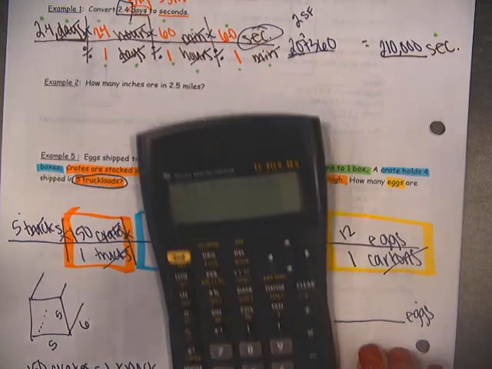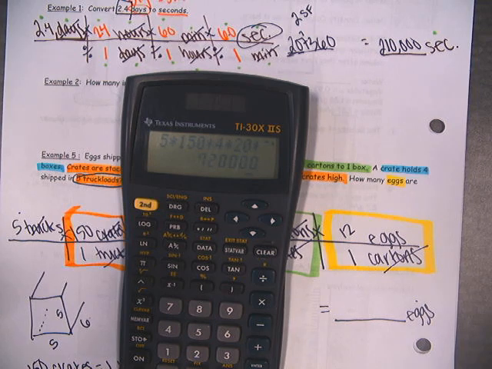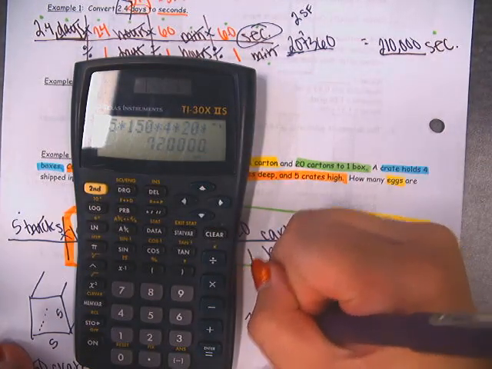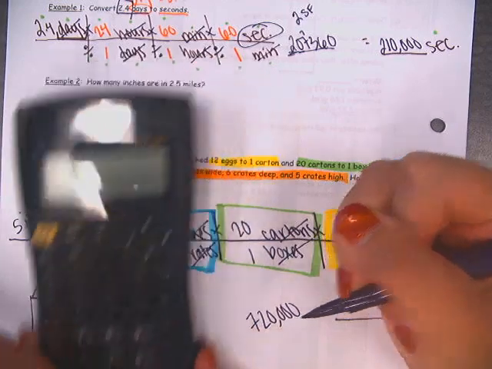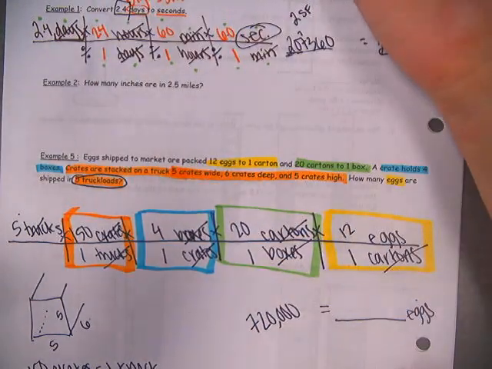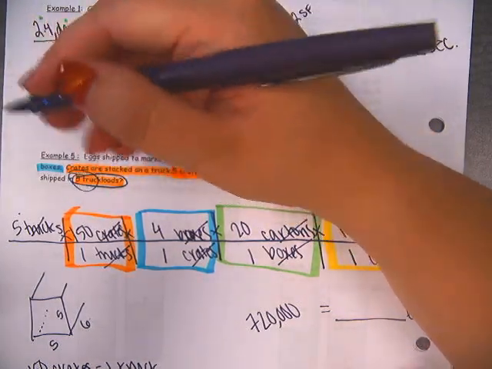So you should have gotten 720,000. Is that what you got in your calculators? If you typed this in and you did not get 720,000, that means you typed something wrong. Again, I didn't write that on the line because that's not my final answer yet, since I haven't taken into consideration significant figures. This number for 5 truckloads was my starting information.